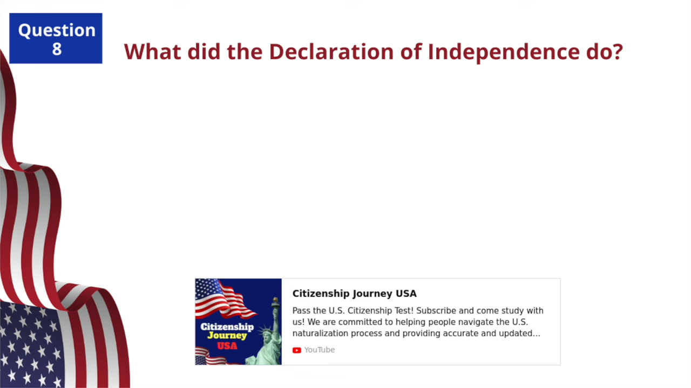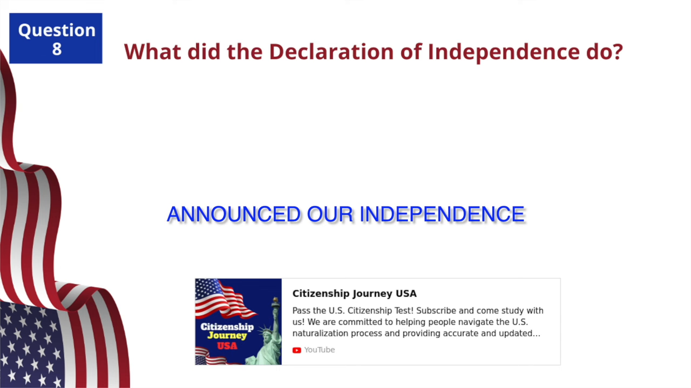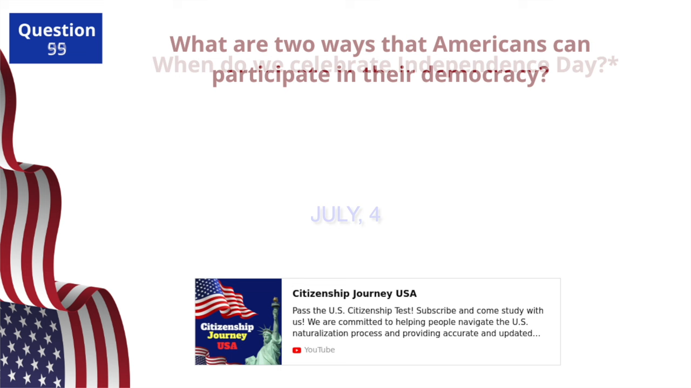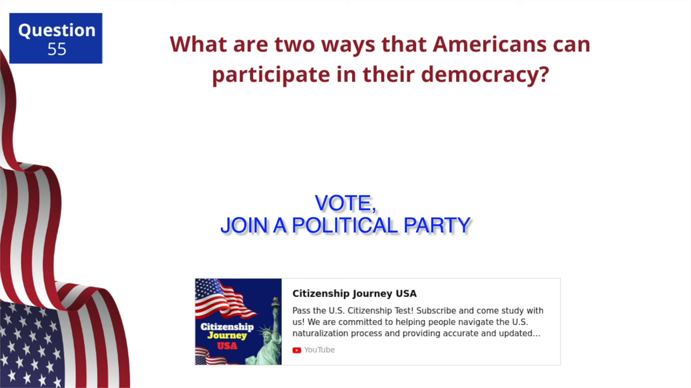What did the Declaration of Independence do? Announced our independence from Great Britain. When do we celebrate Independence Day? July 4th. What are two ways that Americans can participate in their democracy? Vote. Join a political party.